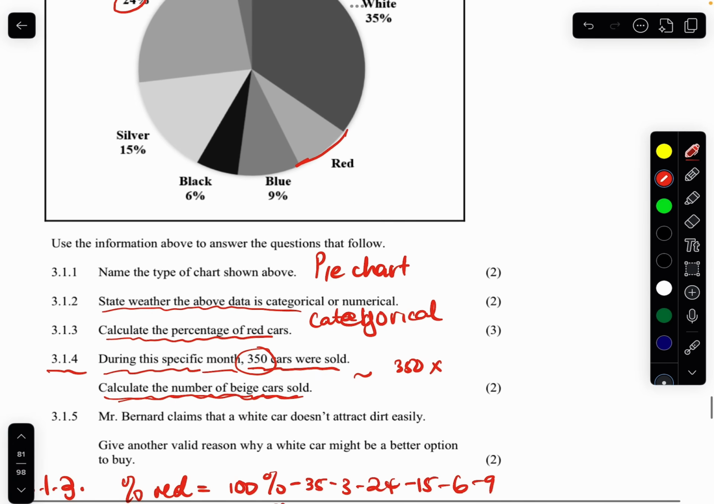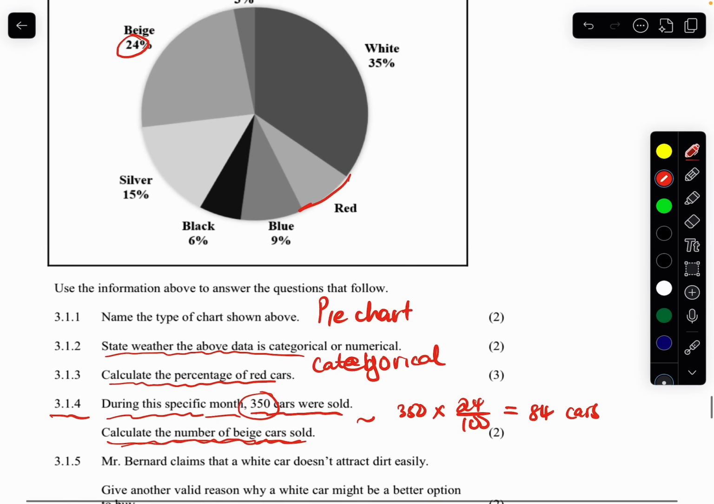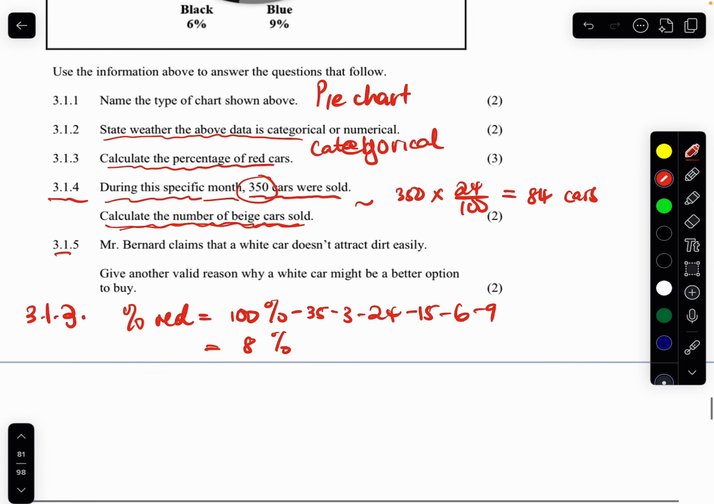It's 24. So you multiply by 24%, so 24 you divide by 100. So it's going to tell us how many cars were sold. It's 84 cars. They sold 84 cars for beige, right?